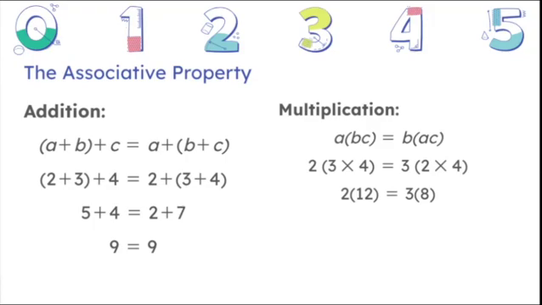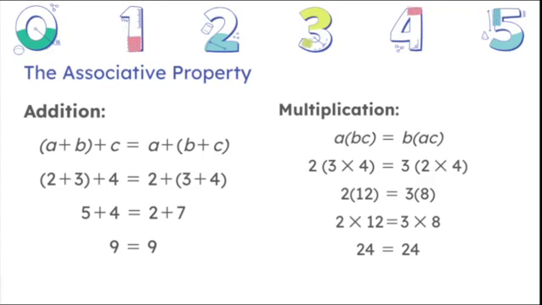And again, just a reminder that when we have numbers beside each other or variables beside each other with no sign, it is telling us to multiply. So 2 bracket 12 means 2 times 12, and 3 bracket 8 means 3 times 8. If we simplify that again, we find both sides of the equal sign are 24. So we can see by substituting numbers here that the associative property also applies to multiplication.